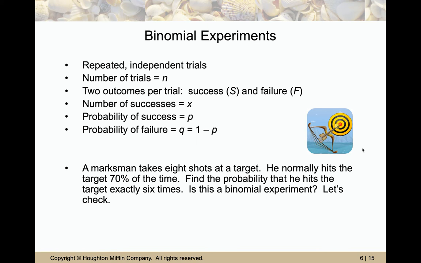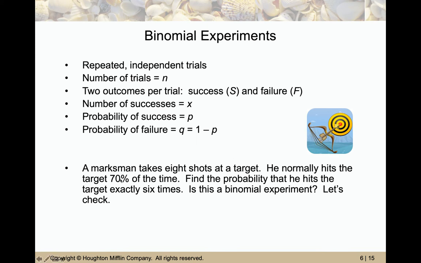All right, so we've got repeated independent trials, and there's 8 of them. He normally hits the target 70% of the time. Okay, so we've got a probability of something, and it's hitting the target. So hitting the target can be success, not hitting it can be failure. P is 0.7, so Q is 0.3. We want to find the probability that he hits the target exactly 6 times.